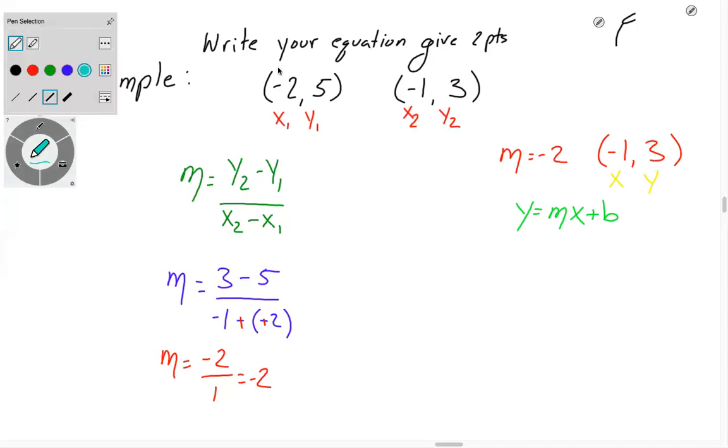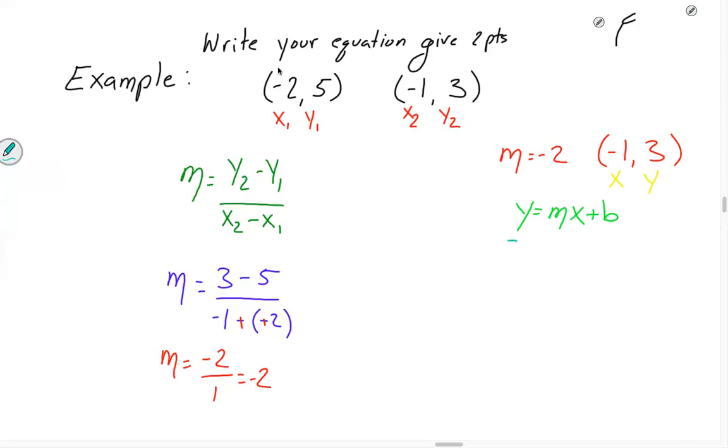-1. So look up here. Look for the letter y. 3. What's that? -2. What's x? -1. And we don't know b, right? Because if we did, the problem would be over.